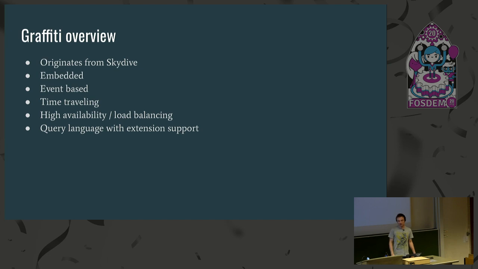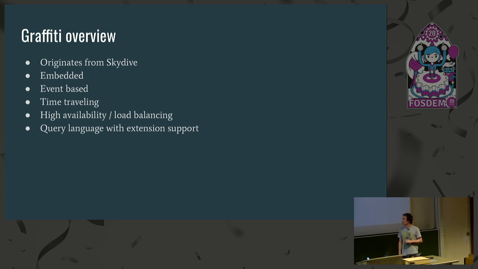Graffiti was created because we were first working on Skydive, which is a networking tool. One of its features allows you to get the topology of your whole network infrastructure, to retrieve it and to visualize it. The data model that we use for Skydive is a graph, so we extracted this part and created a brand new project from it, which is Graffiti. The engine is embedded inside Skydive.